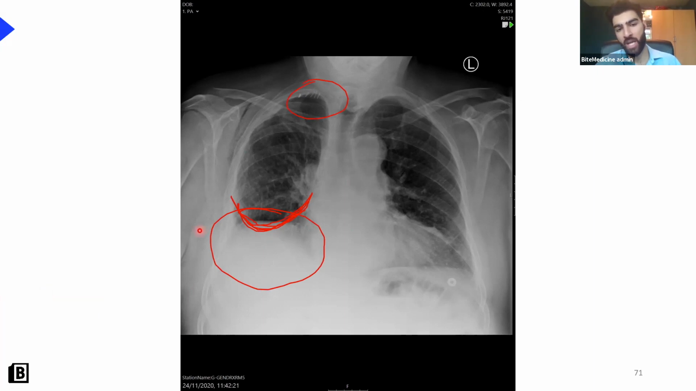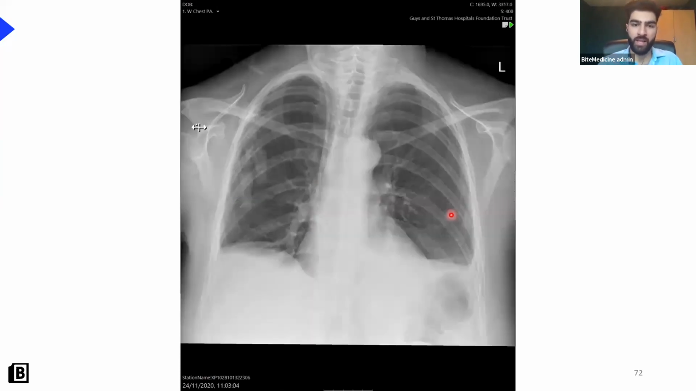If you said right lower lobe collapse, that could potentially also be correct, but it doesn't usually present like this. It normally presents with that triangle shape. So right lower lobe collapse presents with that triangle shape that we saw earlier. Abnormality.